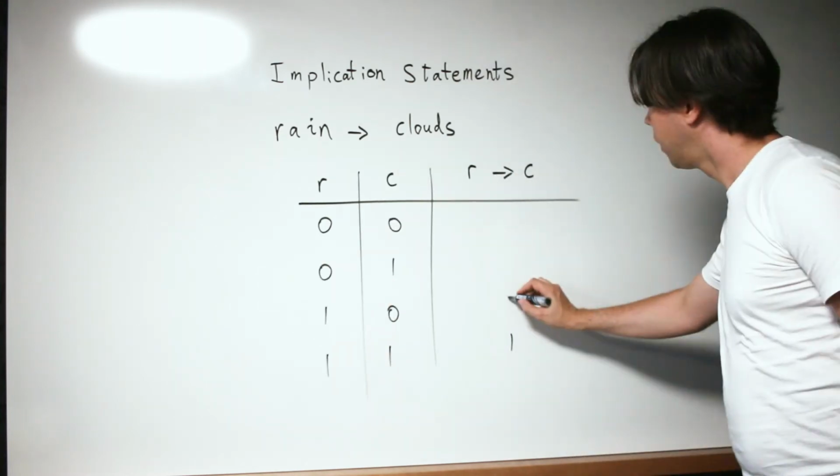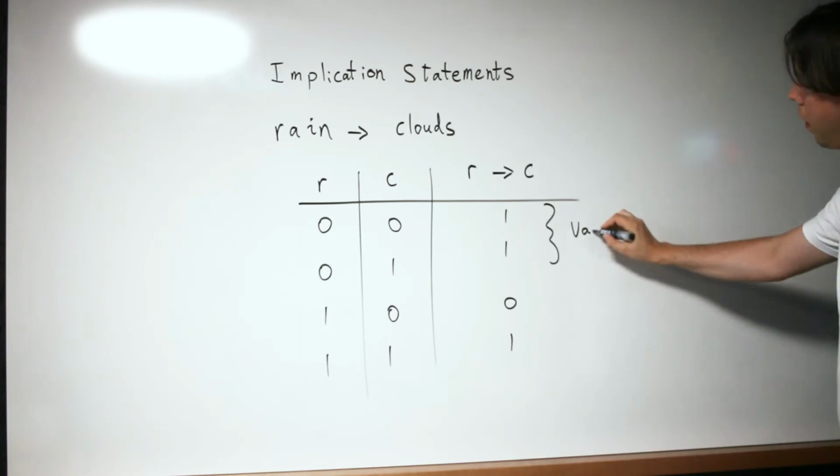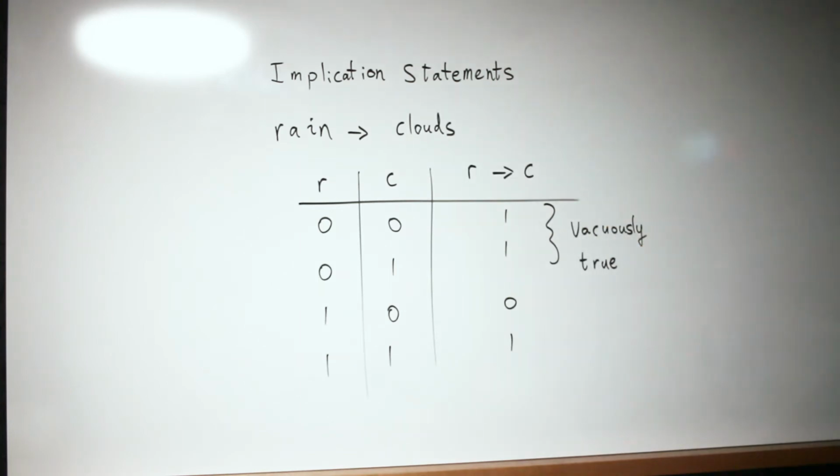Clearly, if it's raining and there are clouds in the sky, then the implication is valid. And clearly, if it's raining without clouds, then the implication has been violated. What if it's not raining? Since the condition is not satisfied, the result is irrelevant. These cases are called vacuously true. In either case, the contract has not been violated.